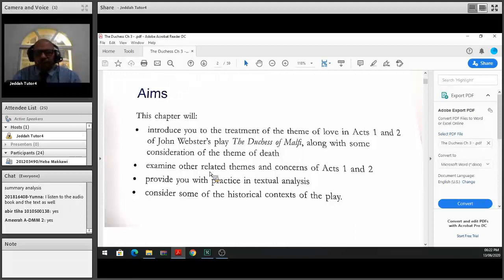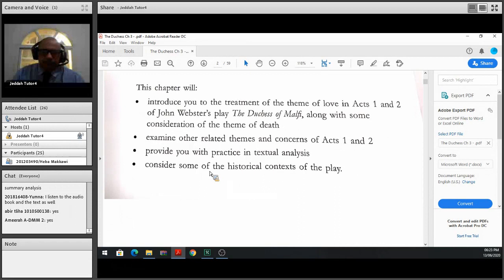So this is normally the book strategy. We normally have a whole chapter focusing on an item or a number of items, and then preparing us for the upcoming chapter by introducing the items of the new chapter, perhaps in a rushed or hurried way, leaving the details to the new chapter. So the focus would be on the theme of love in Acts 1 and 2, and then introducing the theme of death, because that theme will be dealt with in the upcoming chapter.